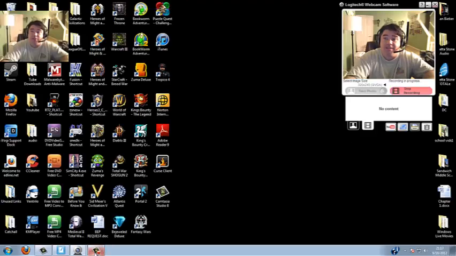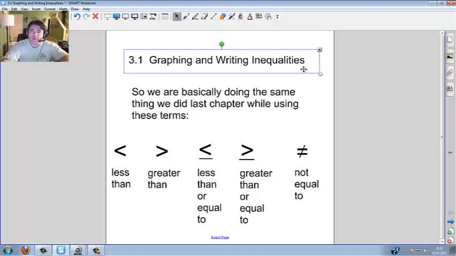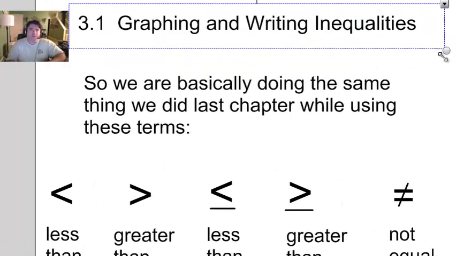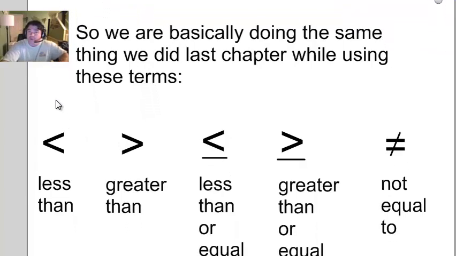Okay, it is time to start lesson 3.1. Let's go ahead and take a look here. 3.1 is graphing and writing inequalities. Now the biggest thing you're going to find about this is just like chapter 2, the only difference is we're now working with inequalities rather than regular equal signs. Let's go ahead and run through them real quick. Even though I know you know them already, we're going to do a brief review.